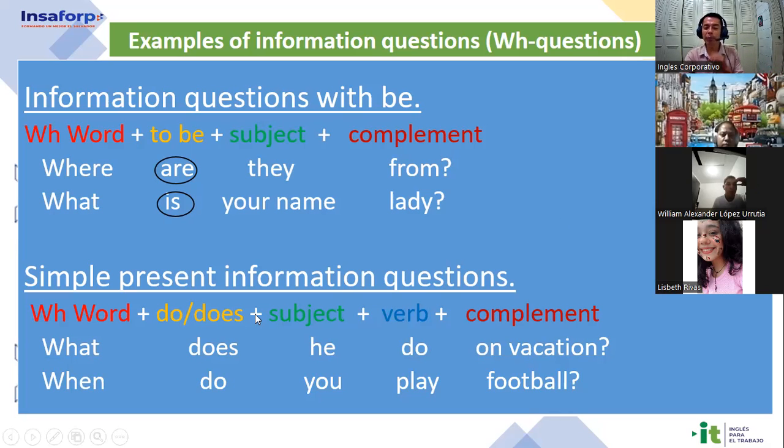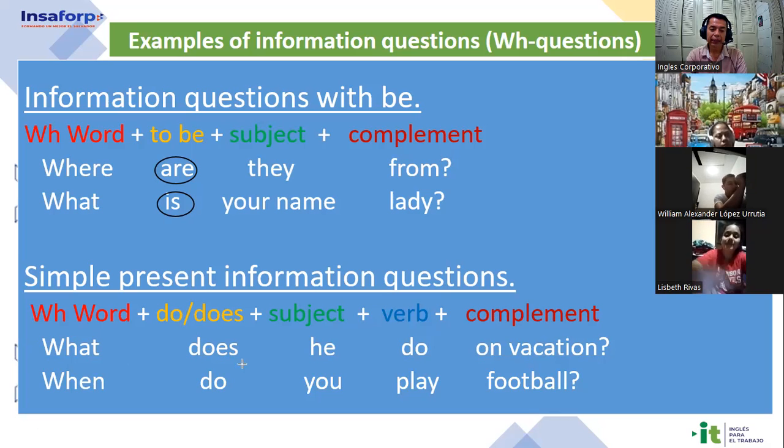Good. Este es un poquito más complejo. Pay attention, please. What is the WH word. Do and does is the auxiliary. He is the subject. And do is the verb, right? Again. Does and do are the auxiliary, right? He is the subject. You is the subject.